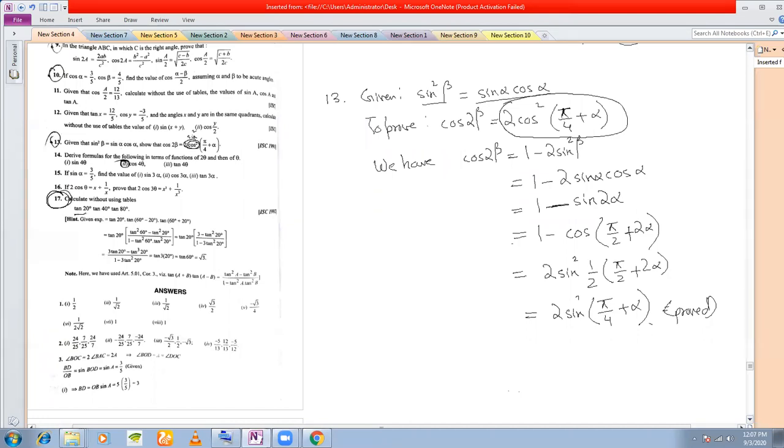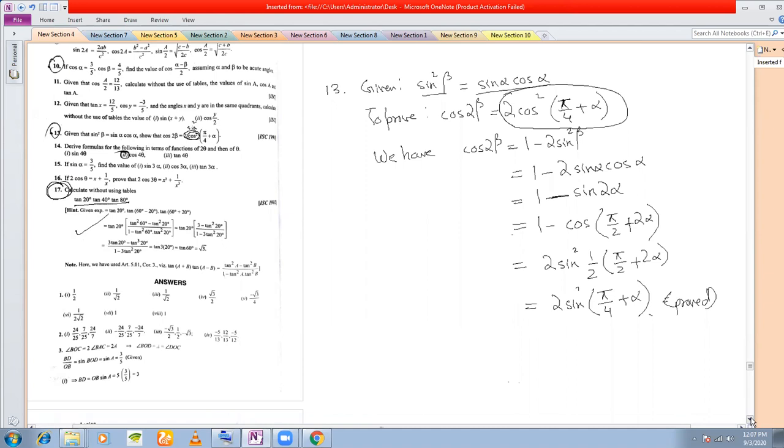Tan 20, tan 40, tan 80. I have done this problem by a compound angle formula. Here they have done the same problem by your multiple angle formula. So please go through this problem. Okay, so let us move on to the next exercise.